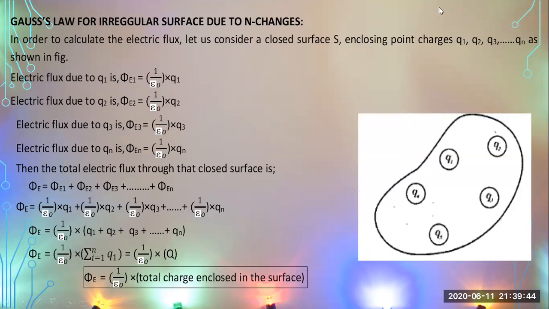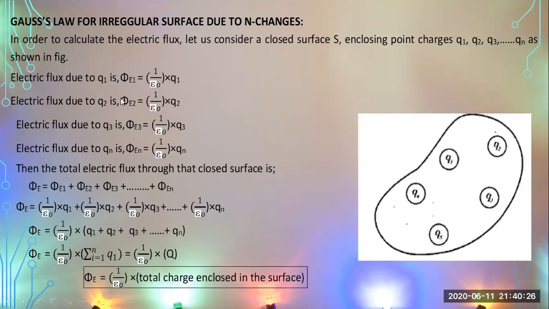let us consider a closed surface with charges Q1, Q2, Q3, and Qn. These are the n number of charges in a closed surface as shown in the figure. So we have divided the whole surface for n number of charges. Similar is the case which we did during the mathematical treatment of Gauss's law. We divided the whole surface into n number of small areas. And finally, we calculated for a single charge, phi E is equal to 1 over epsilon naught Q1. So this is for one charge.